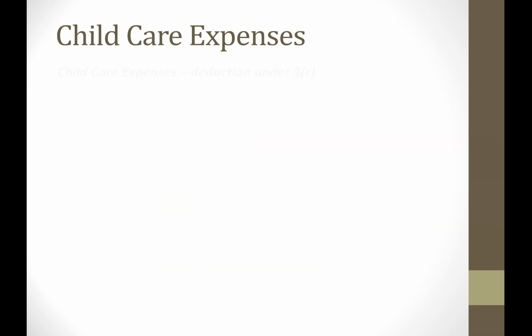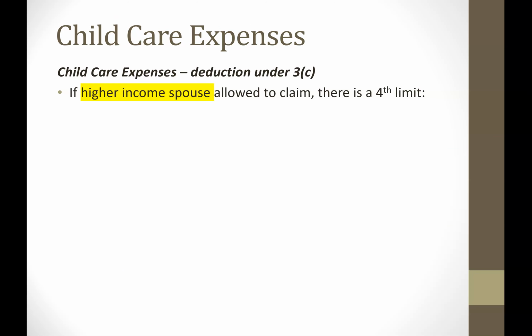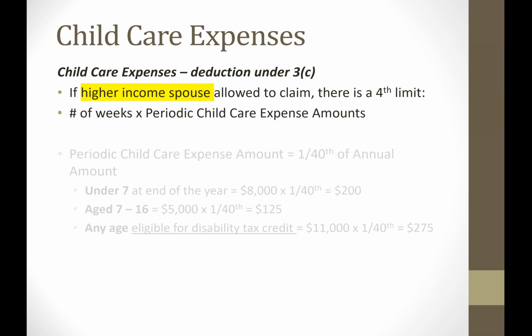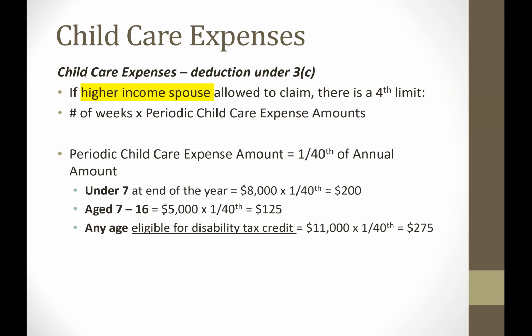Moving on to the next slide, let's talk about when the higher income spouse is able to make a claim. If the higher income spouse is able to make a claim, that claim is the lesser of four amounts, the three that we just talked about, and also a fourth limitation. This fourth limitation takes into account the number of weeks that the lower income spouse is not able to care for the kids times what's called a periodic child care expense amount. Now, this periodic child care expense amount is 1/40th of the annual amounts.